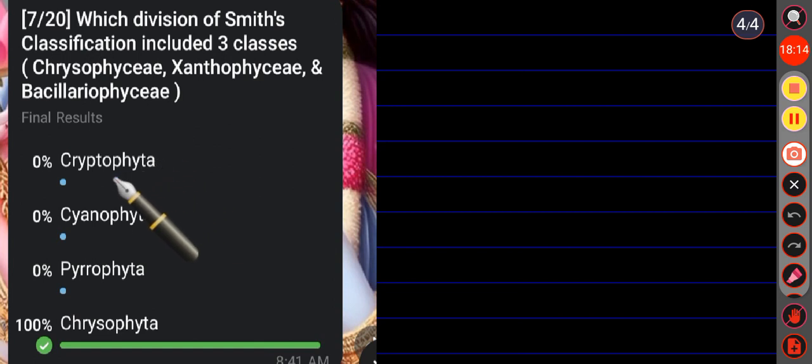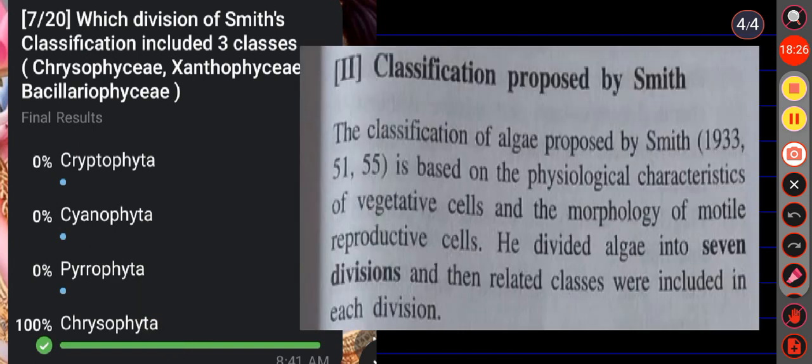Option A, Cryptophyta; option B, Cyanophyta; option C, Pyrophyta; option D, Chrysophyta. Here the correct answer is option D, that is Chrysophyta. We know Smith classified algae into 7 divisions, which were further subdivided into different classes. This classification is based on the physiological characteristics of the vegetative cell and the morphology of the motile reproductive cell.